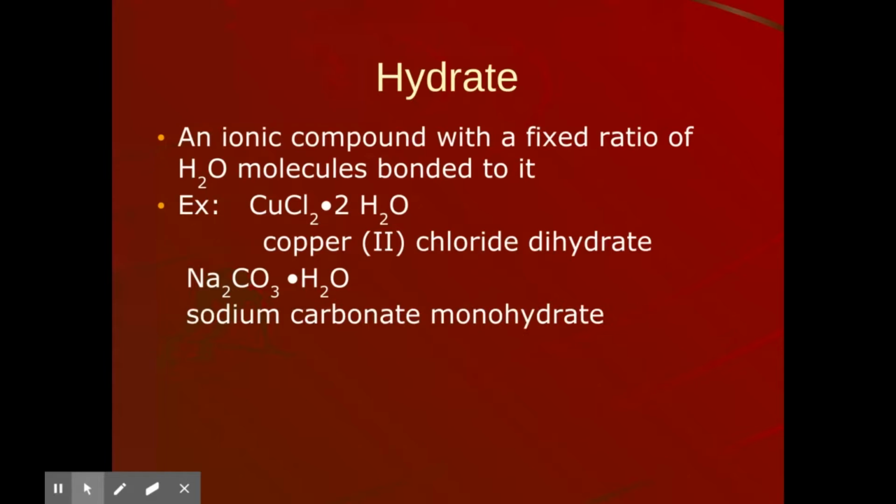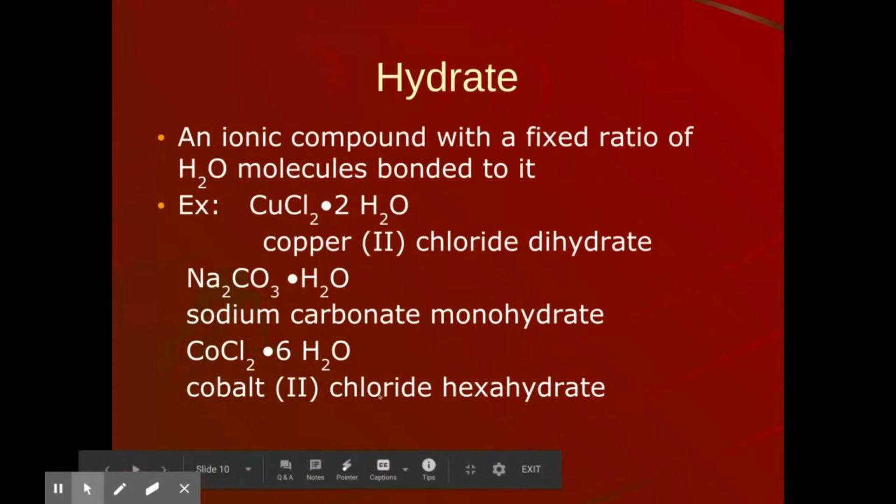Na2CO3.H2O would be sodium carbonate monohydrate. And CoCl2.6H2O, that would be cobalt 2 chloride hexahydrate. So that's their names, that's their formulas.